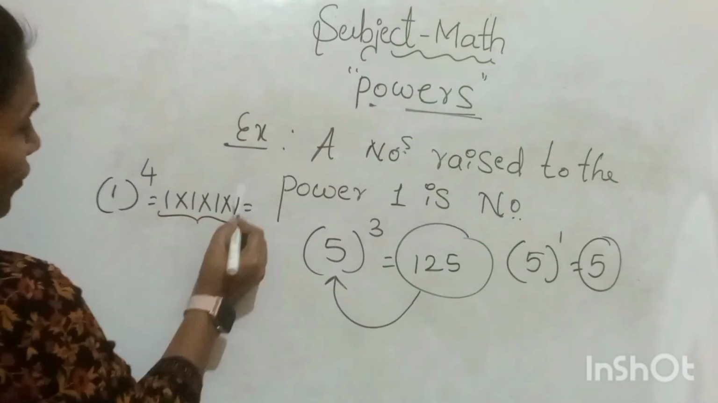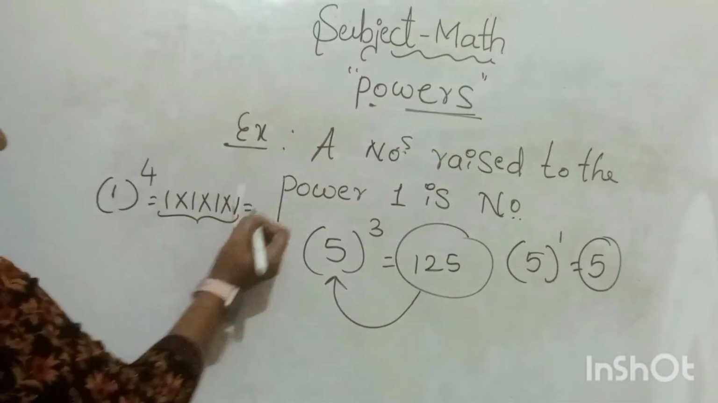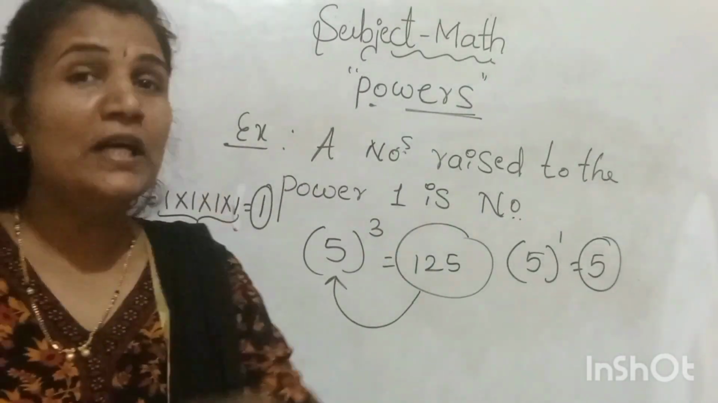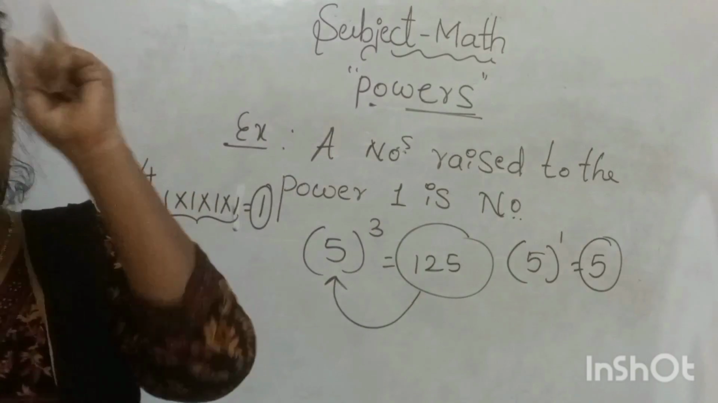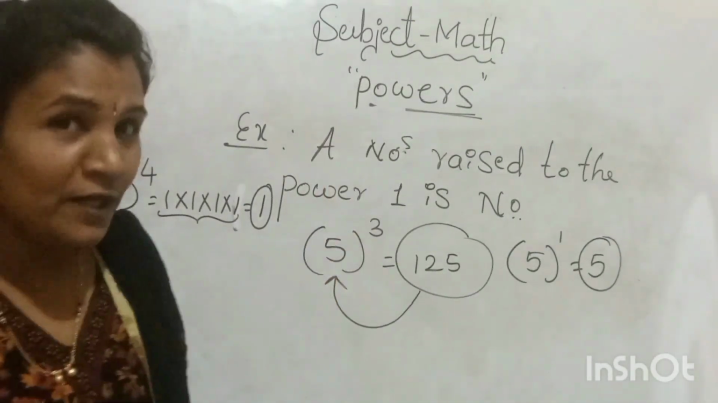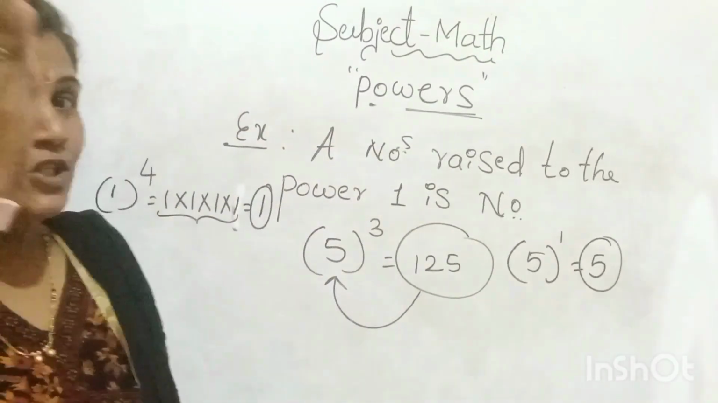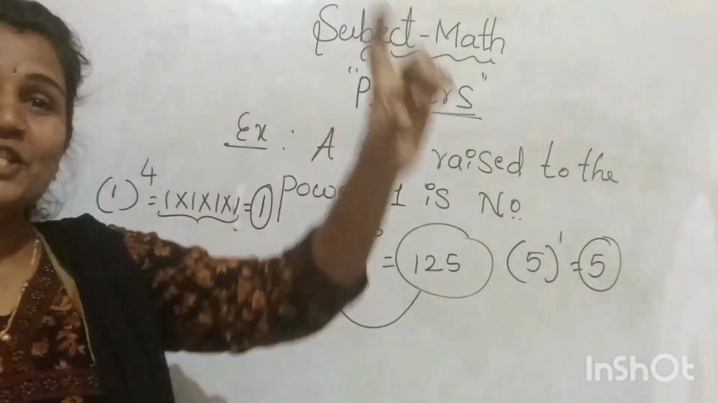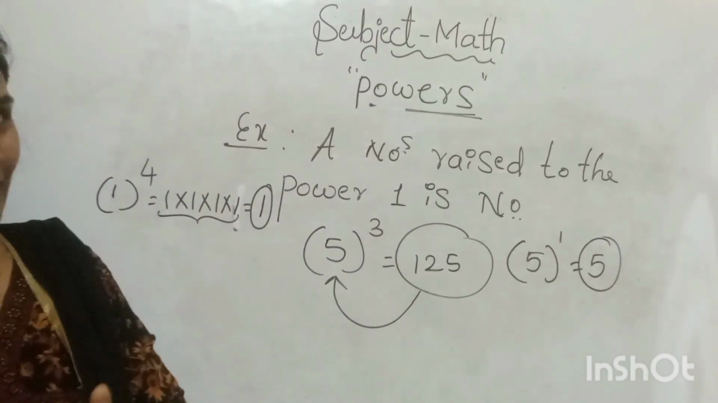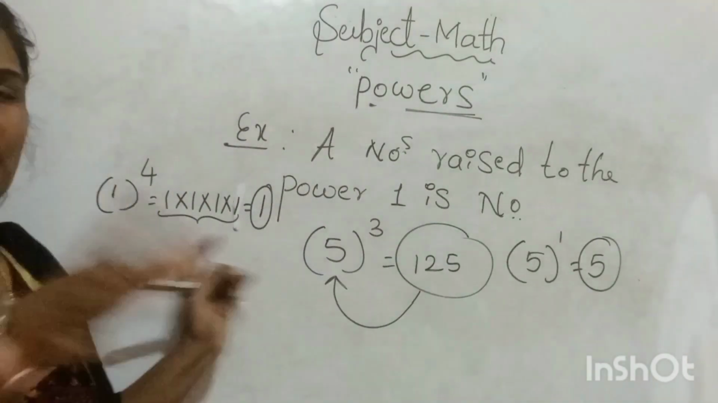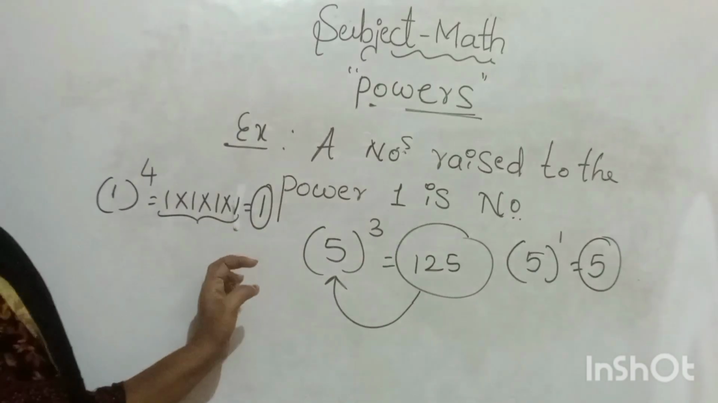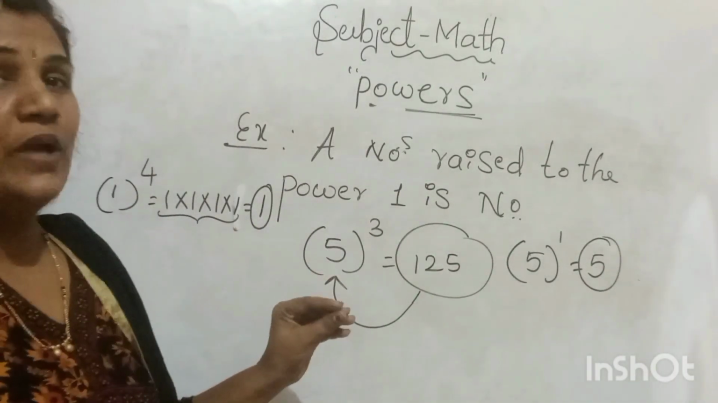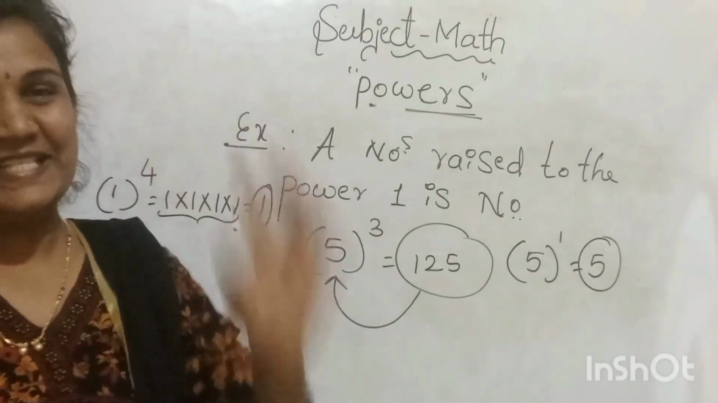1 multiplied 4 times. 1 ones are 1, 1 ones are 1, 1 ones are 1. What is it? A number 1 to the power of any number gives 1 itself. A number raised to the power 1 is the number itself. And the number 1 raised to any power gives the answer 1. Yes, 1 multiplied by itself any number of times gives 1.